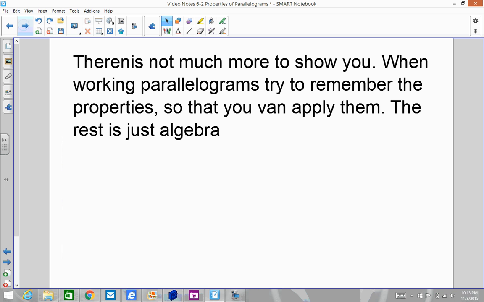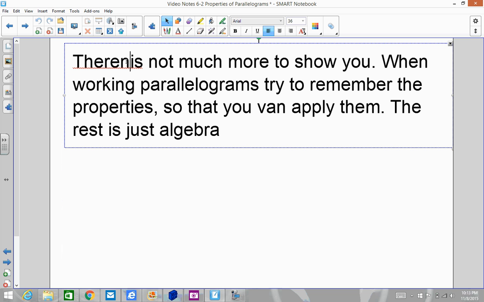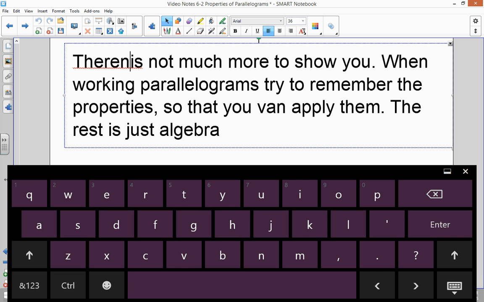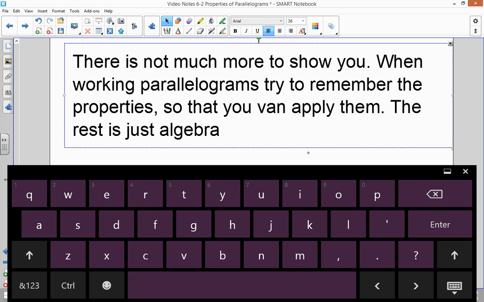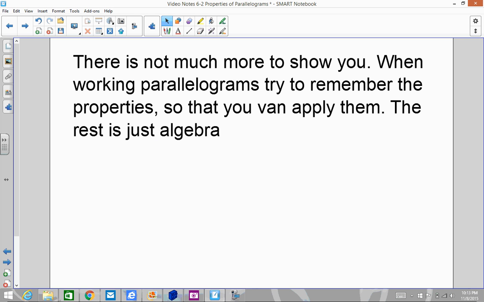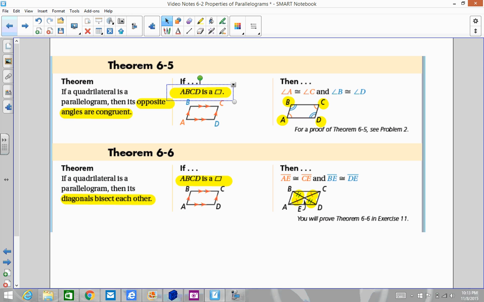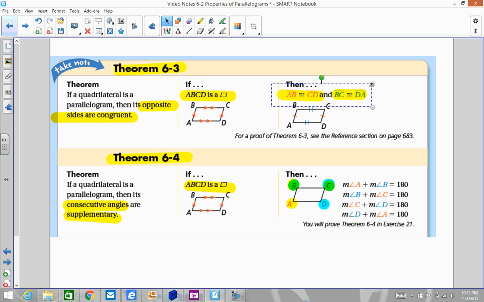All right, so once again, let me remind you, there is not much more to teach you because it's basically just knowing the properties and applying the properties over and over again to a figure. So keep your properties close by. I would say have these pictures. Even though you highlight these theorems, I would have these pictures so that you can know what to look at to help you with setting up your equations. All right, and that's the end.